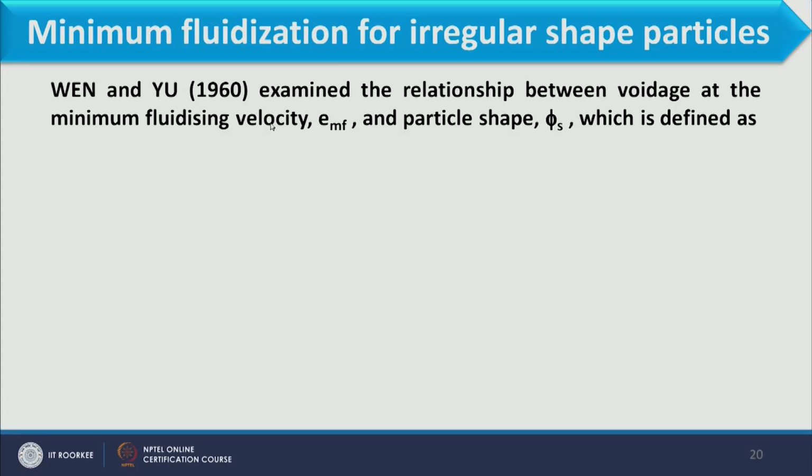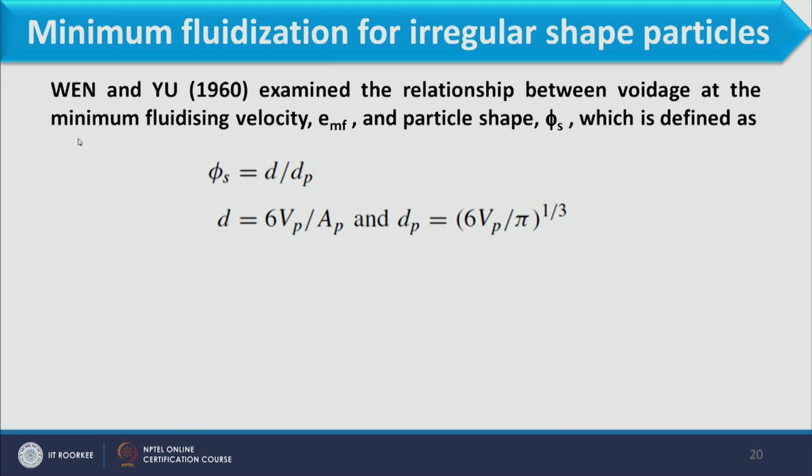So till now we have seen the minimum fluidization velocity expressions for spherical particles only, but in general particles have different shapes. So how can we consider different shapes of the particle to compute the minimum fluidizing velocity? For this, Wen and Yu examined the relationship between voidage at minimum fluidizing velocity, that is EMF, and particle shape phi s. When we speak about particle shape phi s, we are speaking about the sphericity of the particle, which is defined as phi s equal to d by dp. So this expression is given by Wen and Yu.